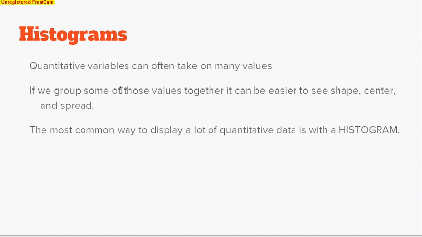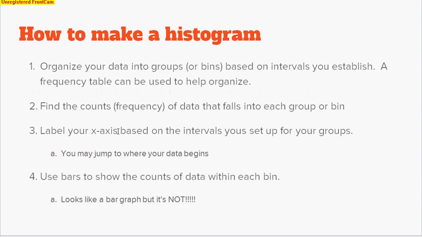Quantitative values can often take on many values. If we group some of these values together, it can be easier to see shape, center, and spread. So the most common way to display quantitative data is a histogram. This is the most common. So, how do you make a histogram? Well, I'm going to walk you through it step by step.